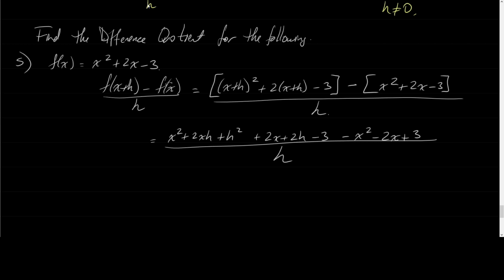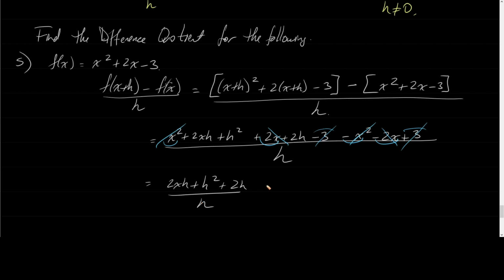At this point, if you did it correctly, and this is a good way to check that you're doing it correctly, anything on the numerator that doesn't have an h should cancel out. All right, if it doesn't have an h, it should cancel out. So x squared with minus x squared cancel out. 2x with negative 2x cancel out. Negative 3 with positive 3 cancel out. And the only stuff we're left with, it all has an h. So we have 2xh plus h squared plus 2h, and all of that over h.